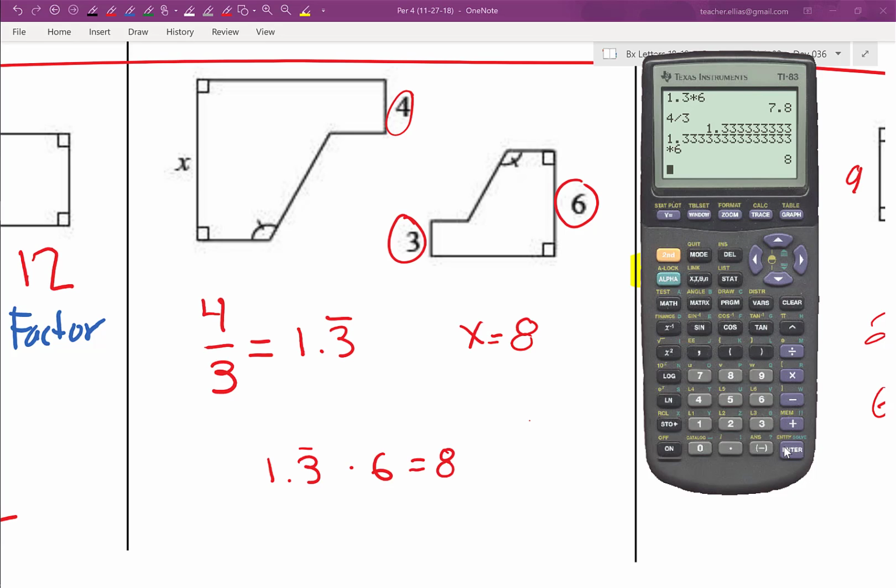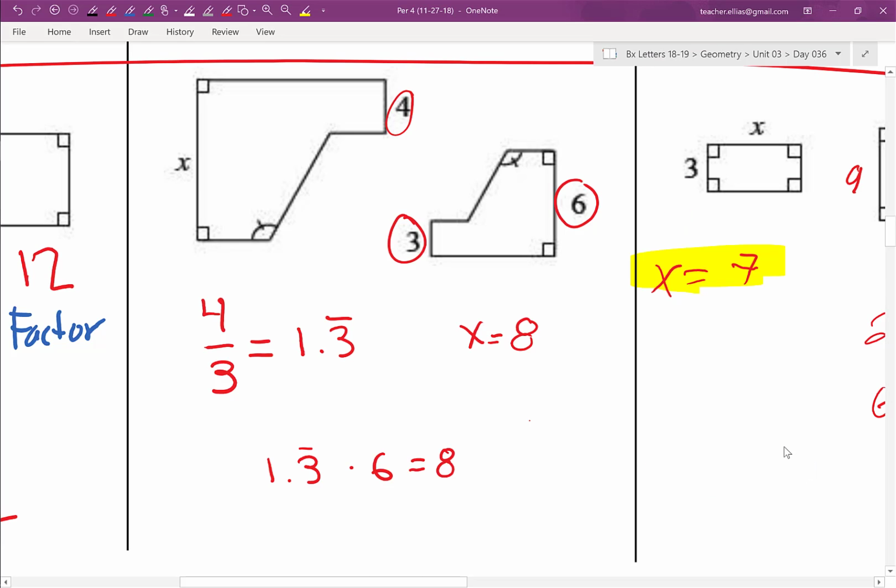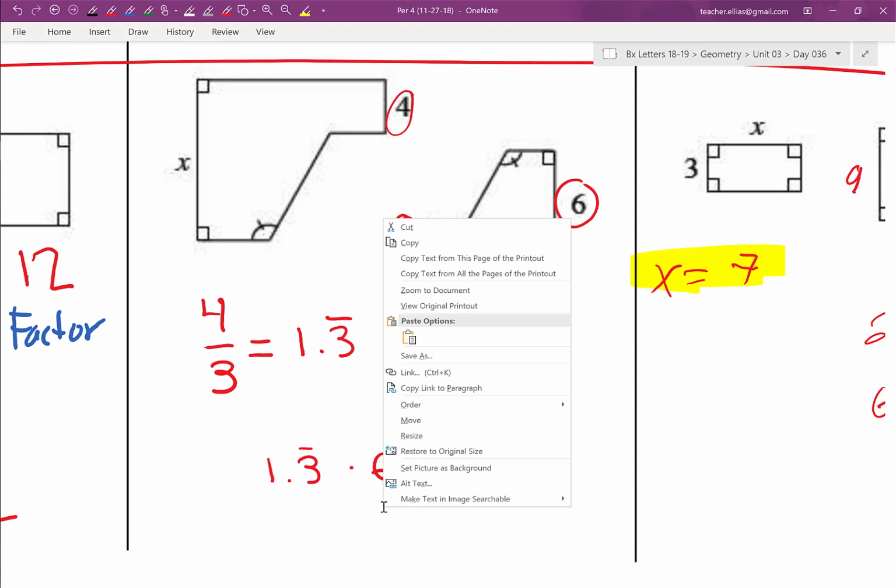Did anybody solve this another way? How did you do it, Matthew? So I'll put the 3 on the top, because I didn't know if x was bigger than 6. All right, so let's do it that way. So Matthew, where's my pen?